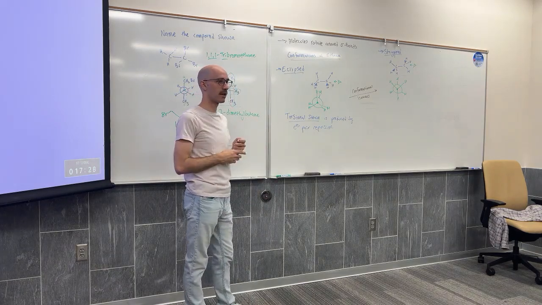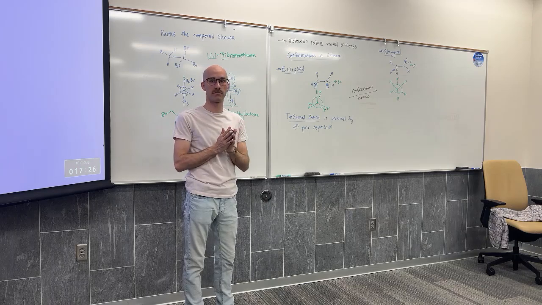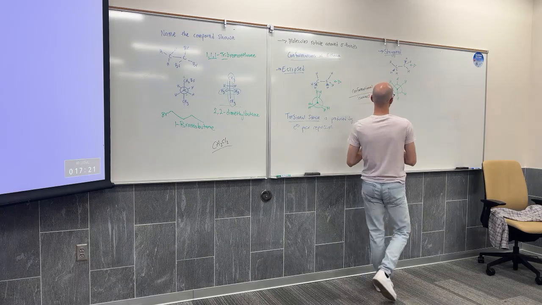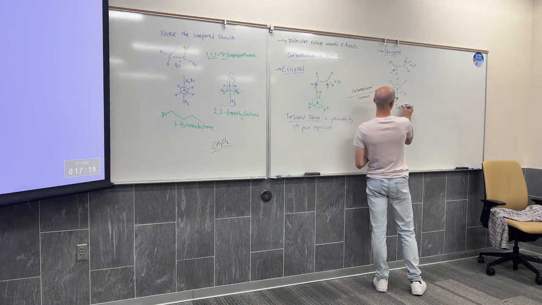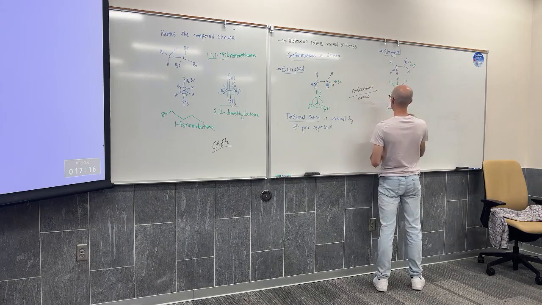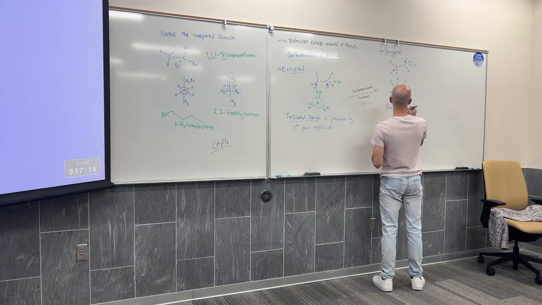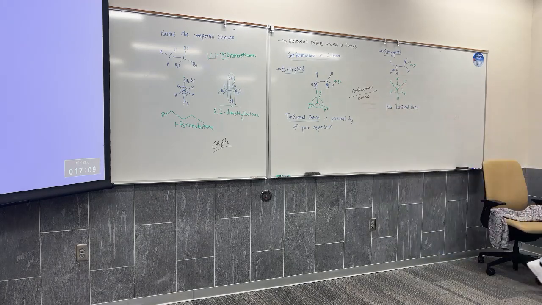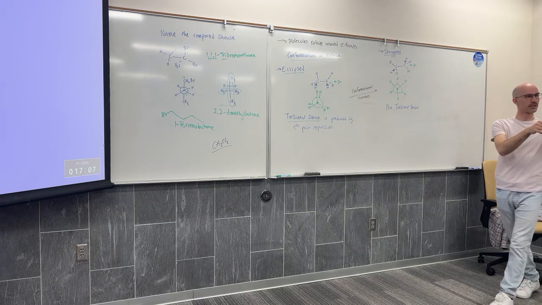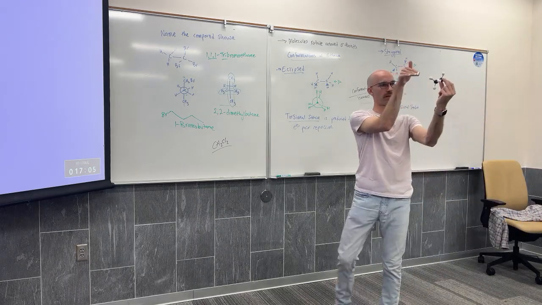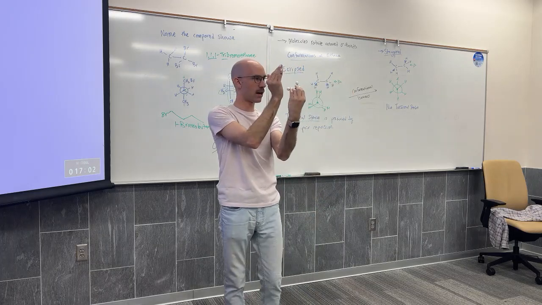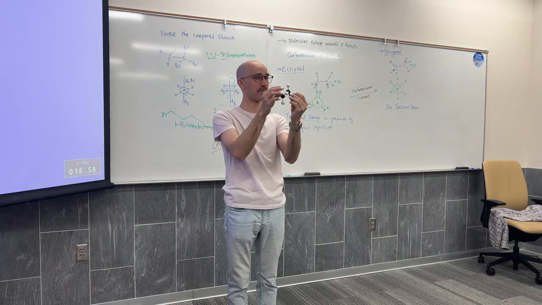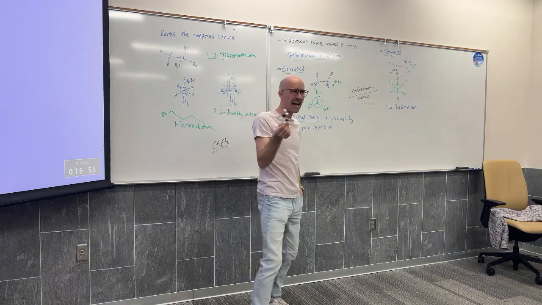And what do you notice about the staggered conformation? Is there torsional strain? None. Why? Because those electron pairs are perfectly offset from each other. They're not straight on. They're not repelling. They're staggered. Low energy.